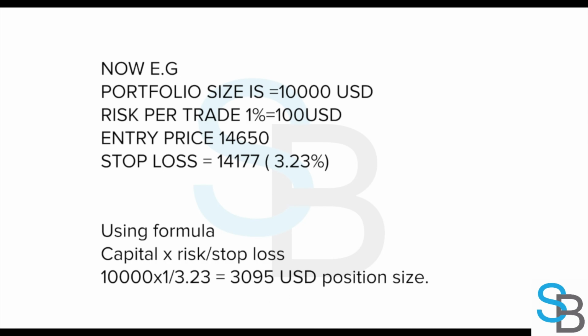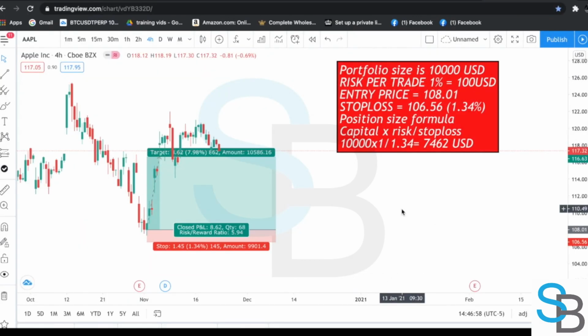Now there is another method also, which is a bit automatic. I'll be explaining that method on the live chart. Let's go. Now this is the Apple stock 4-hour chart. Let's assume our portfolio size is 10,000 US dollar. We would risk 1% per trade, which is $100. Our entry price is 108 US dollars. At the right side, you can see our entry price, 108 US dollars. Our stop loss is 106 US dollars, which is 1.34% down here.